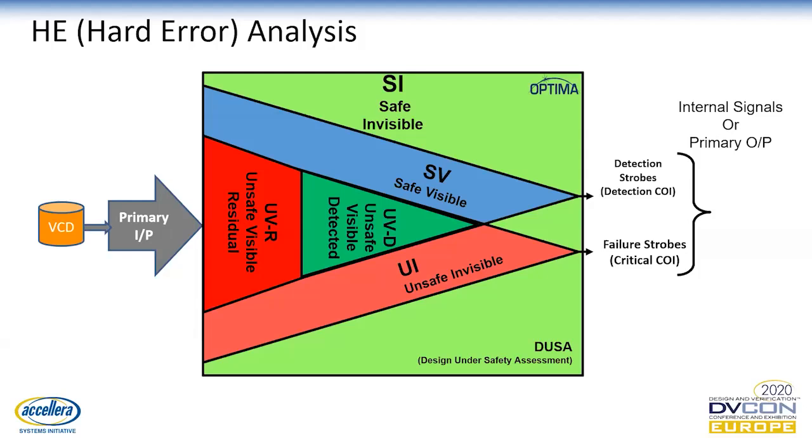And some faults are not detectable. They're potentially detectable by the static analysis, but when you really simulate it, they become undetectable at the detection scope. So you need to really worry about it and start analyzing more further, right? So this is called UV residual.